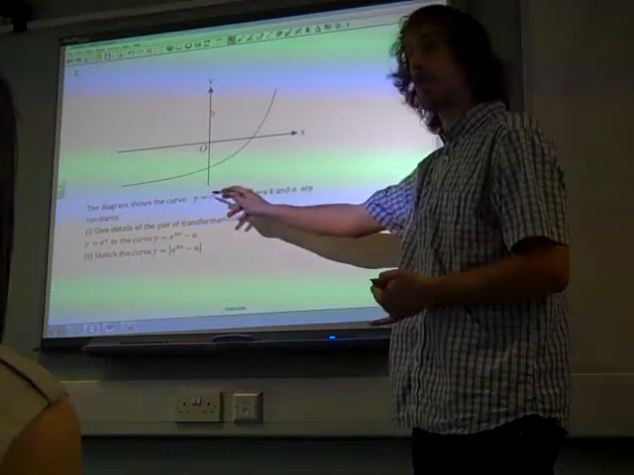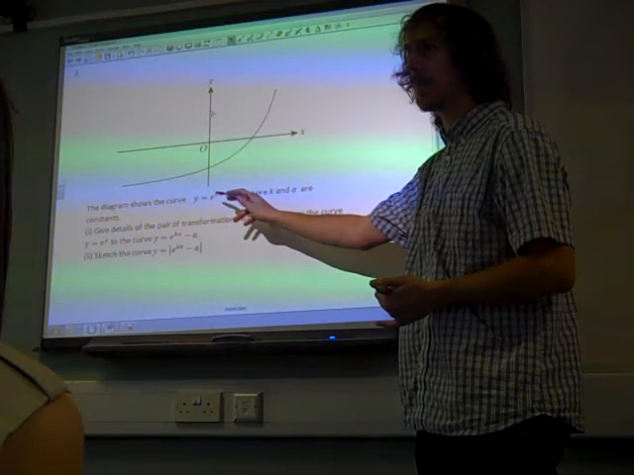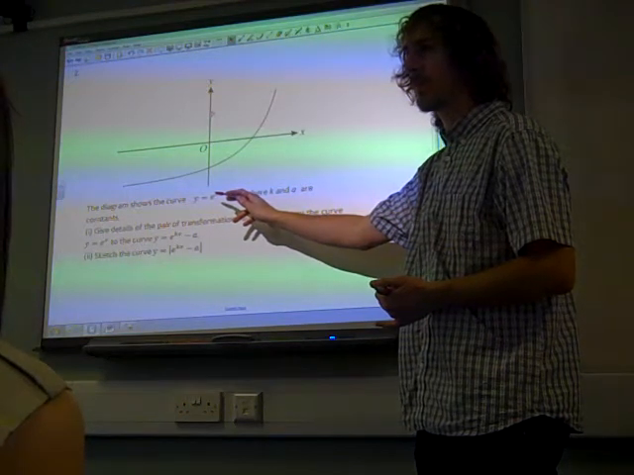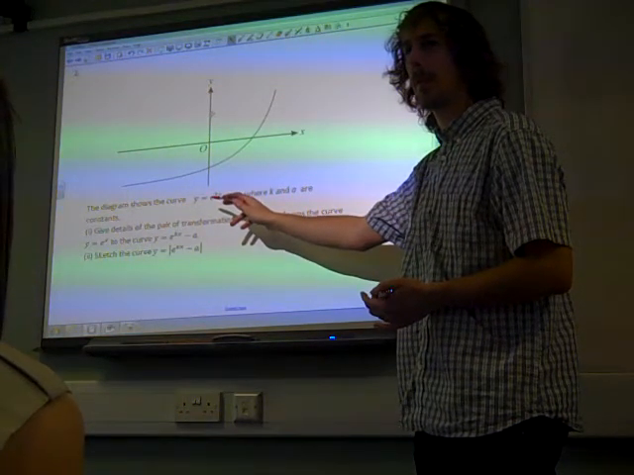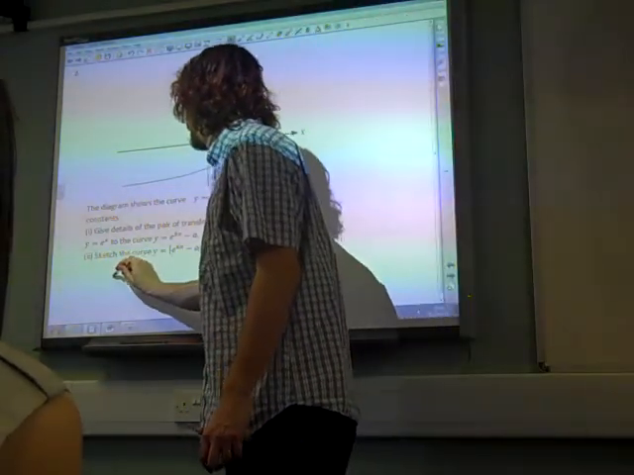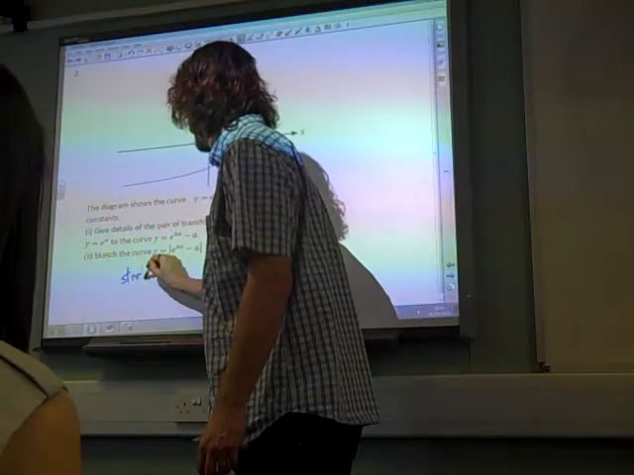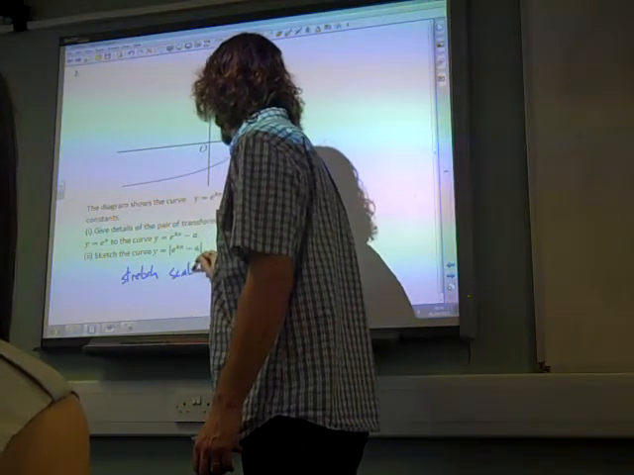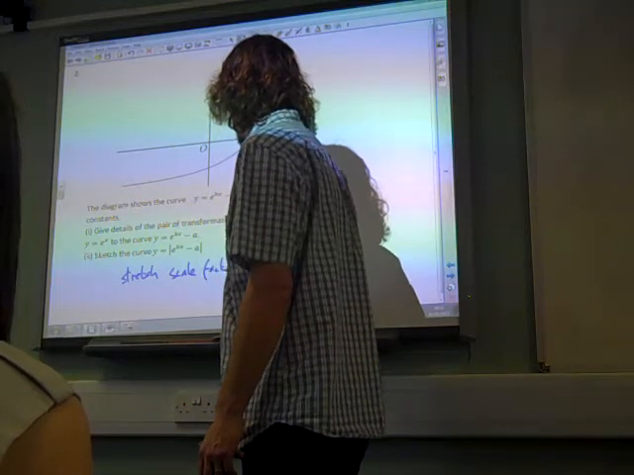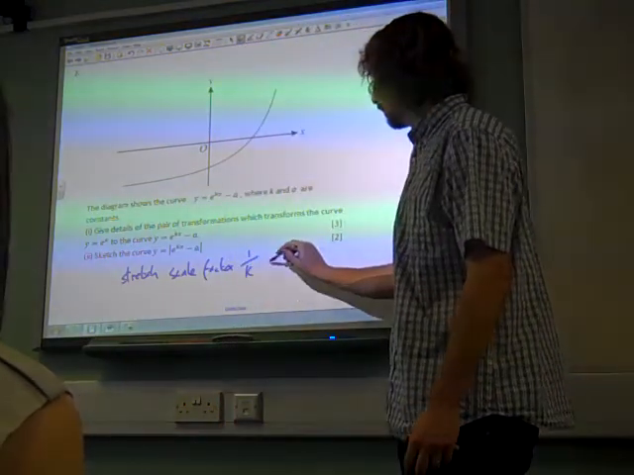The k, what transformation is the k going to produce? What did somebody write? Go on, explain it, John. Scale factor 1 over k parallel. So we've got a stretch, scale factor 1 over k, yeah, parallel to the x-axis.